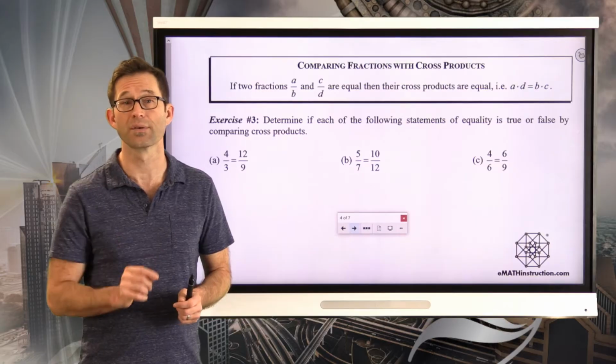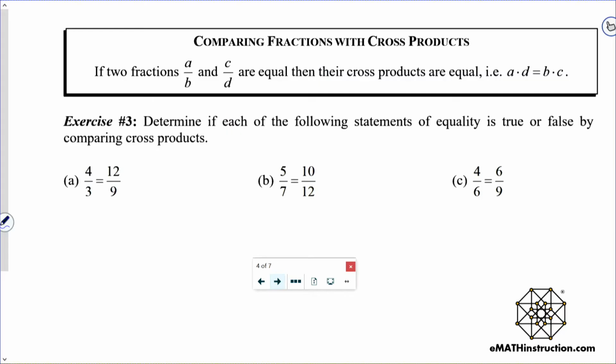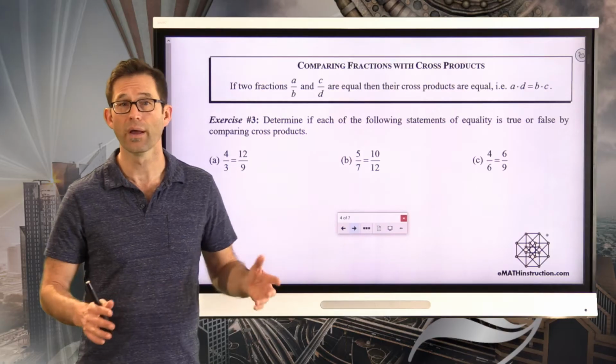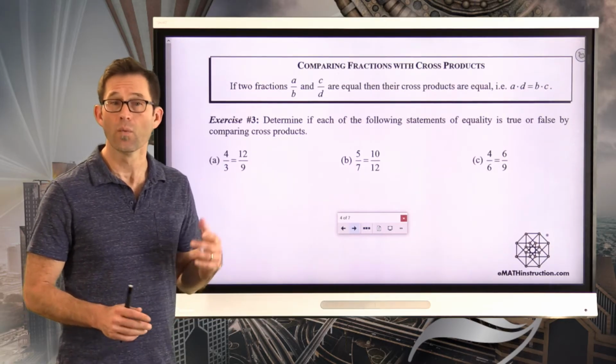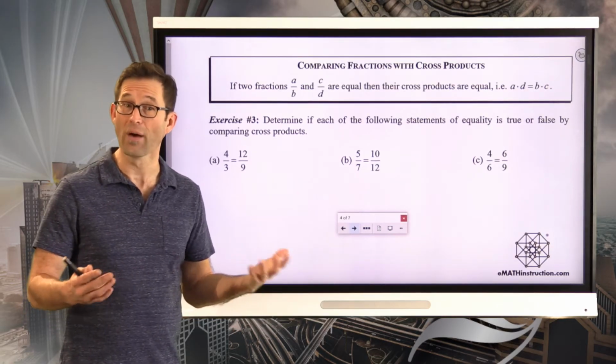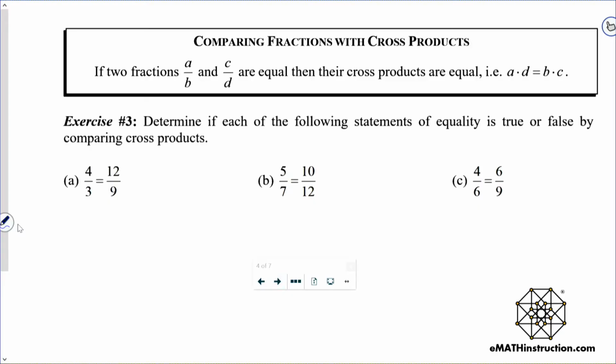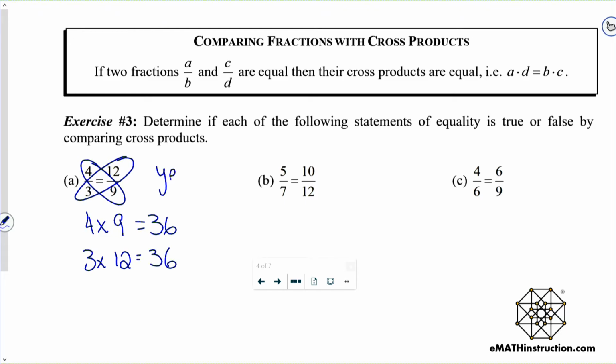So let's apply this in exercise number 3. Determine if each of the following statements of equality is true or false by comparing cross products. All right, so simple enough. In other words, is 4/3 equal to 12/9? Well, one way to do that is by simply saying, if I take 4 times 9, I get 36, and if I take 3 times 12, I get 36, and so the answer is yes.